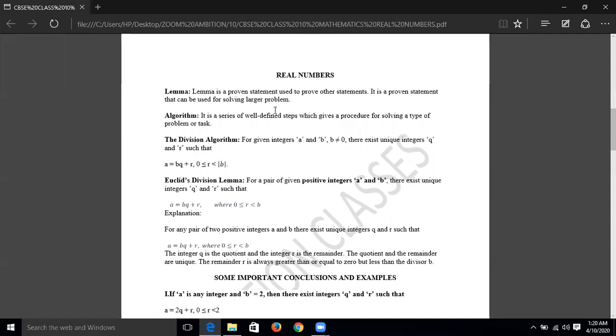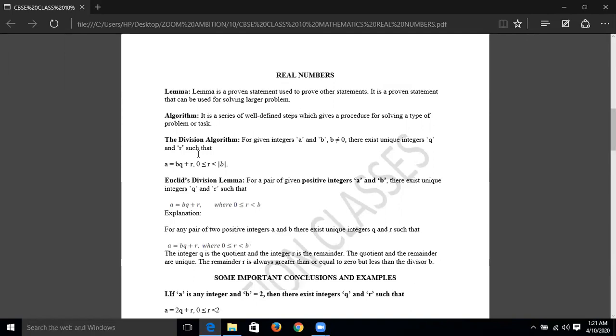Real numbers. Before proceeding, we should know a few terms. Lemma: a lemma is a proven statement used to prove other statements, or we can say it is a proven statement that can be used for solving a larger problem. Initially, lemma and theorem are considered the same. Algorithm: it is a series of well-defined steps which gives a procedure for solving a type of problem or task. So well-defined steps which are used to solve a larger problem, this is known as an algorithm.